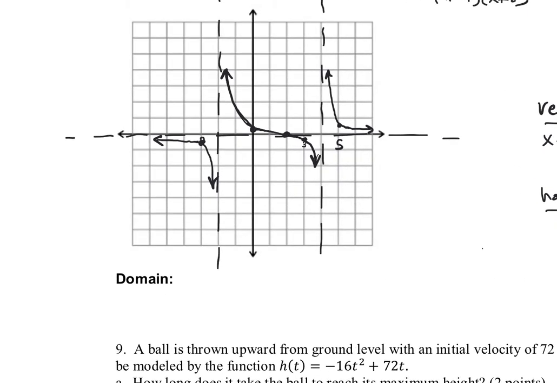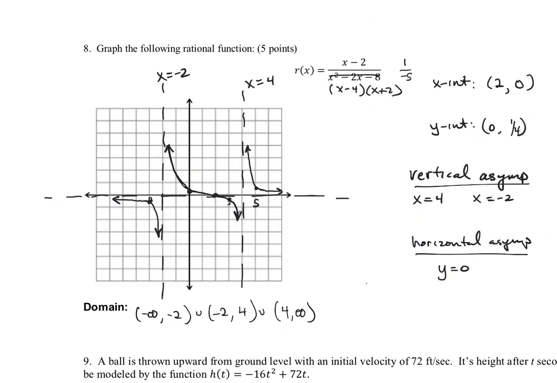Okay, now the domain, we have -infinity all the way to -2, and then -2 to 4, and then 4 to infinity. And those are the same domain restrictions that we found at the very beginning of the problem when we factored the denominator. X cannot be 4, so we exclude 4 right here, and x cannot be -2, so we exclude -2 right there.